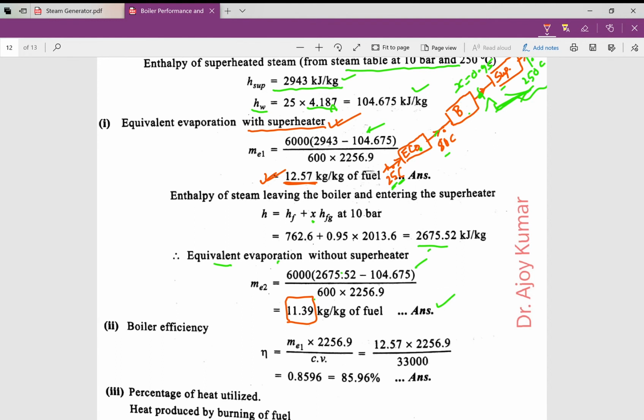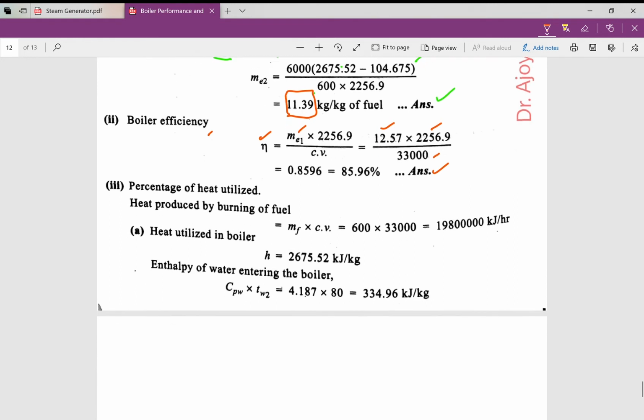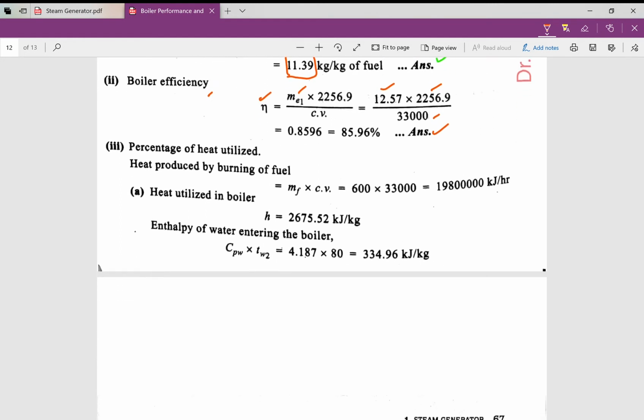Now once equivalent evaporation is known, we can calculate boiler efficiency by putting in directly the equivalent evaporation considering the superheater. By introducing the superheater, we have already calculated 12.57. So let us write this, multiplied by 2256.9 and then divided by calorific value. So directly we can get this result. Now dear students, percentage of heat utilized, this is asked.